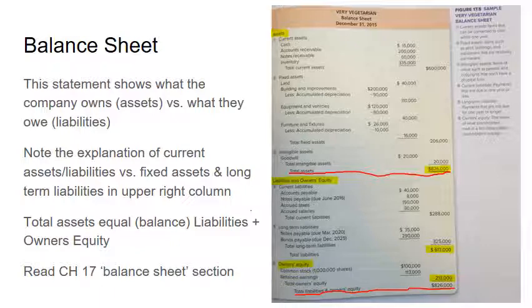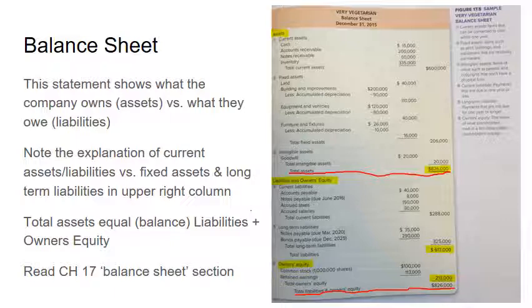So the balance sheet is simply a snapshot of the company, and it's what they own versus what they owe. So it's your assets versus your liabilities and owner's equity, if you will. So this tells us if a company has enough assets to pay off their debt in the case of if they had to liquidate, if they went bankrupt.